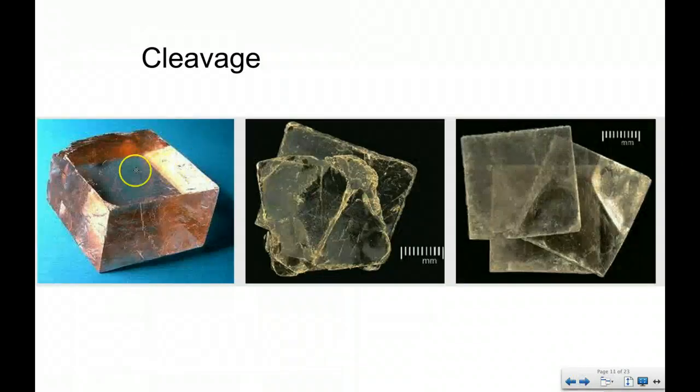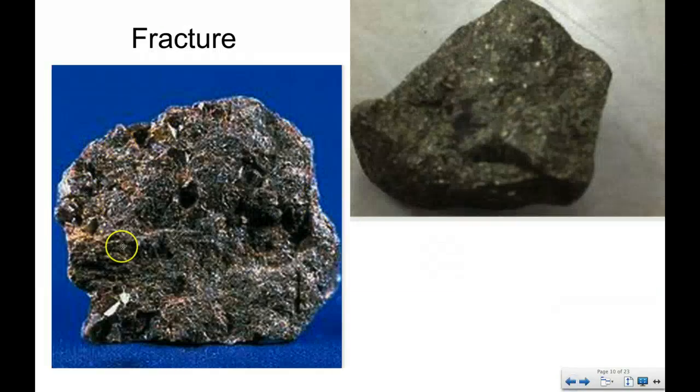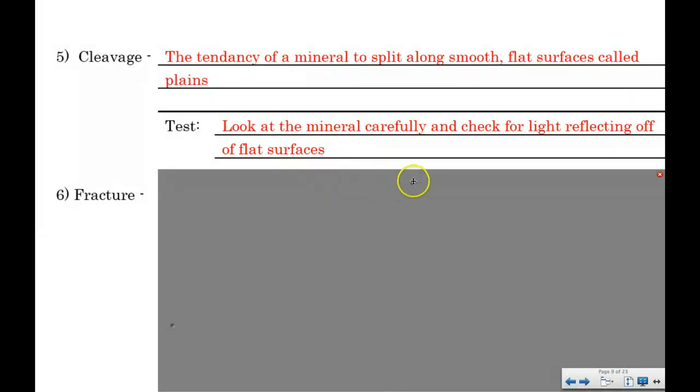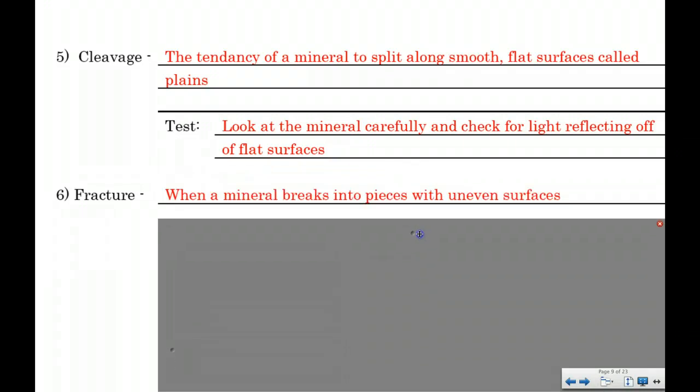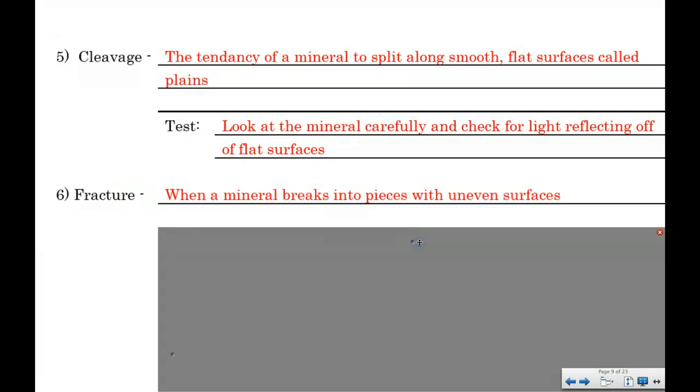So an example would be something like this, where if you were to break it, you see these really perfect planes where they break. This mica breaks into nice thin, perfectly flat sheets, as opposed to something like this that is all uneven all the way around. So that would be considered fracture. So when it breaks into uneven surfaces.